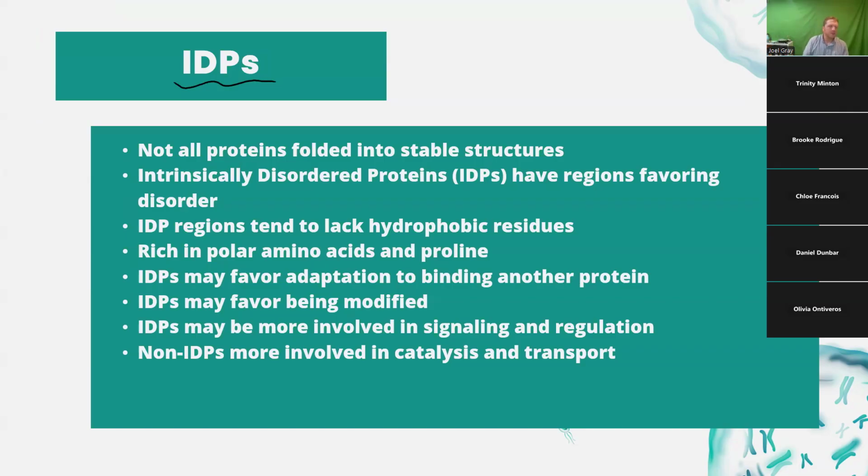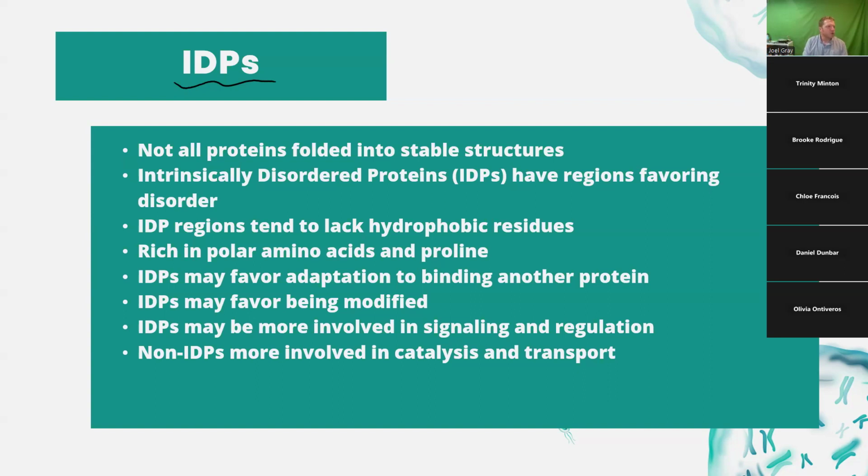IDPs. IDP stands for intrinsically disordered proteins. What that means is that it's got some really crazy shapes to it. An IDP is a protein with a bunch of wild shapes. Not all proteins are folded into stable structures, so you've got a lot of mobility with an intrinsically disordered protein. IDPs have regions that favor disorder. It's almost like the random coil is super random.